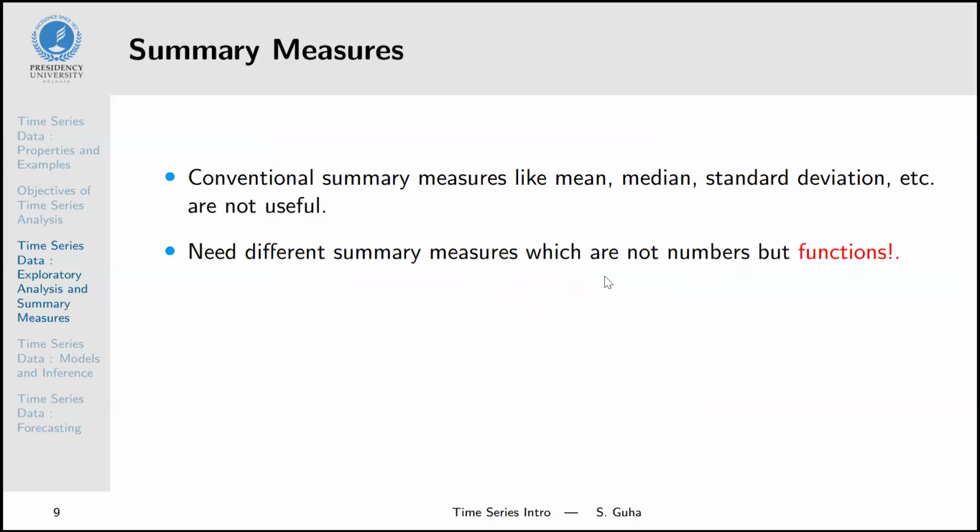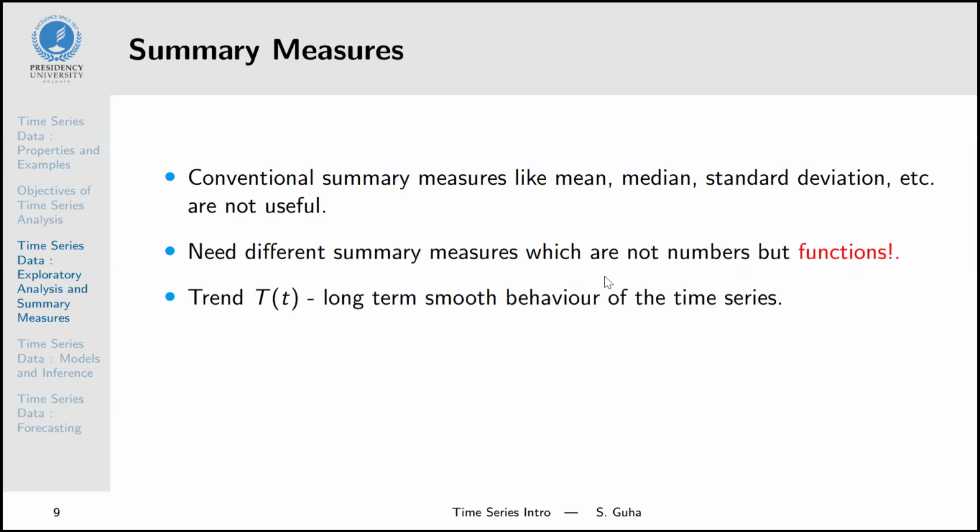For time series data, we'll be needing a completely different kind of summary measures, and strangely, which are not even summary measures in the form of numbers, but summary measures in the form of functions. I'll describe it. What do I mean by that? So one such summary measure is the trend or the trend function. So what do I mean by trend function? By trend function, I mean the long-term smooth behavior of the time series.